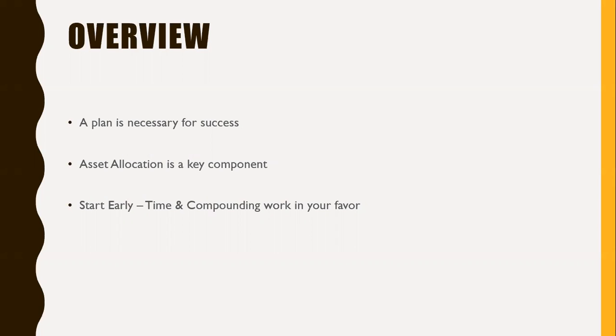So, when it comes to investing, what are some of the key things that you should think about? Number one, a plan is necessary for your success. Asset allocation is a key component. And finally, start early because time and compounding work in your favor.